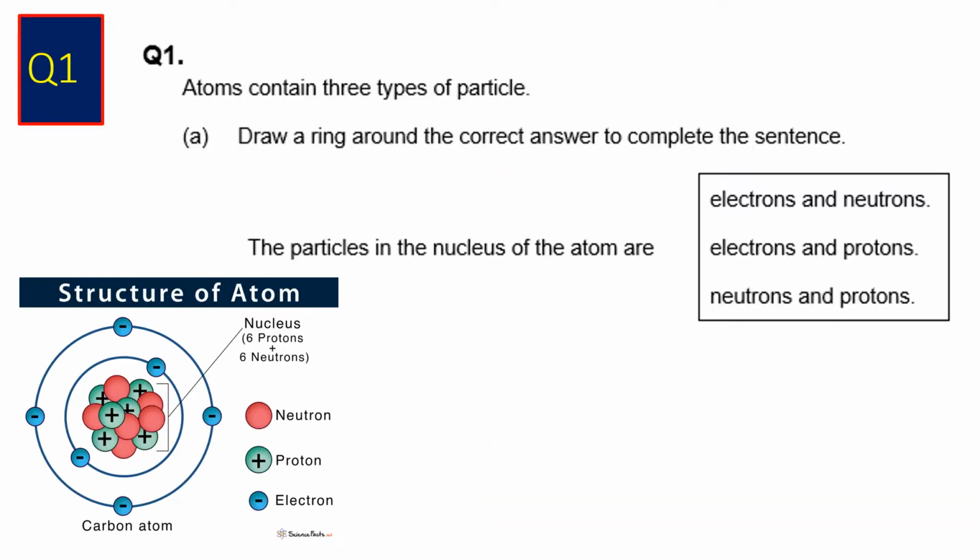Question 1. Atoms contain 3 types of particle. Draw a ring around the correct answer to complete the sentence. The particles in the nucleus of the atom are, first option, electrons and neutrons, electrons and protons, or neutrons and protons. Use the picture clue to help you with this one.